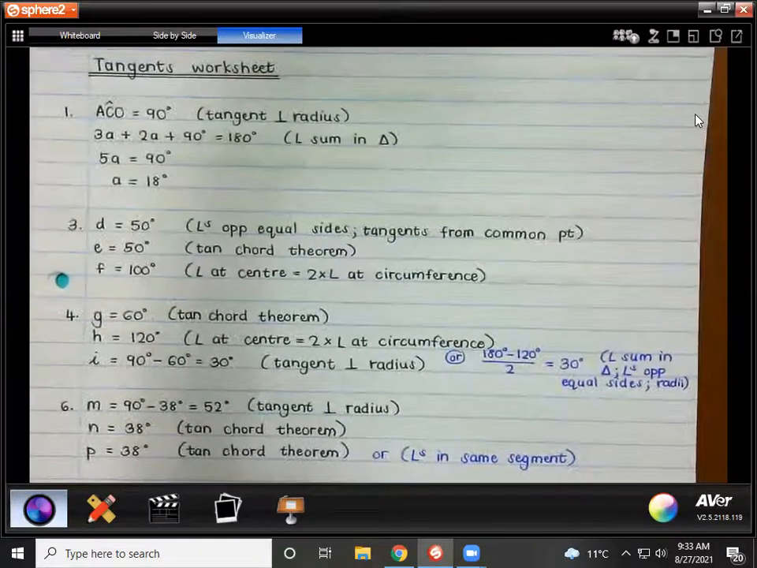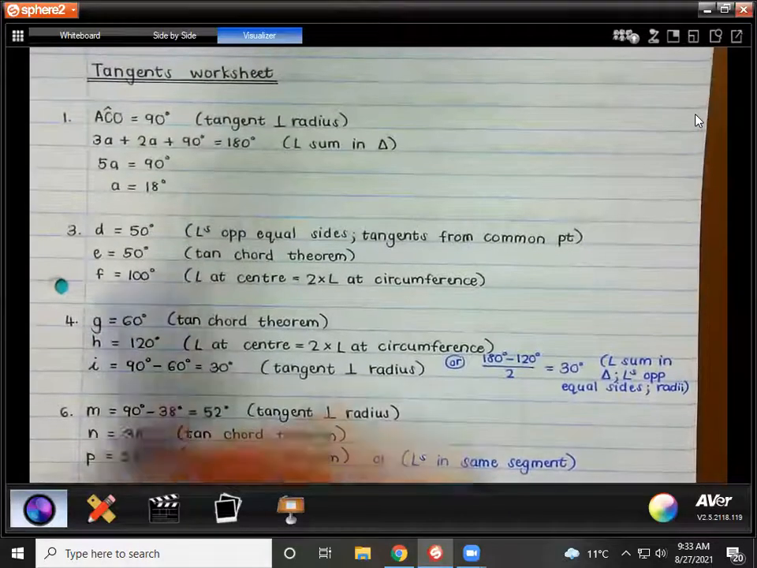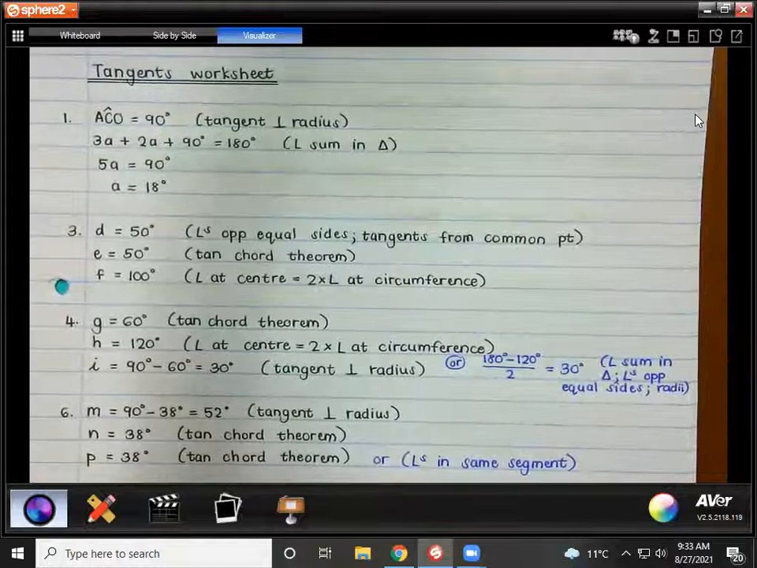triangle. And then 3A plus 2A obviously is 5A. You then move that plus 90 over to the other side. 180 minus 90 is 90. And then you divide by 5. Are there any questions on that first one?